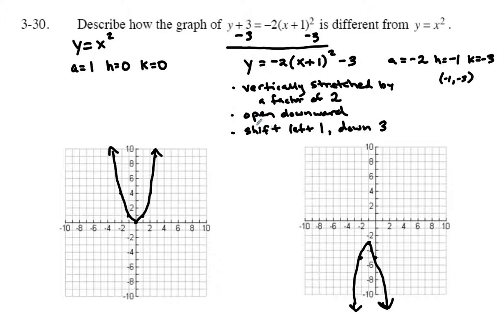We have here, so how's it different? It's vertically stretched by a factor of 2, it's opening downward, and it's shifted left 1 and down 3. That's where our new parabola is coming from. So that's the difference between our y plus 3 equals negative 2 times the quantity of x plus 1 squared and our graph of y equals x squared, the parent graph.